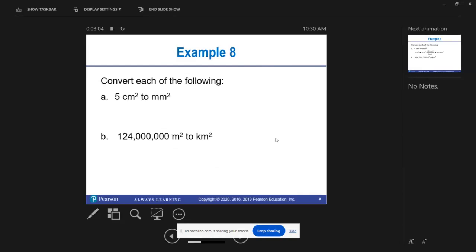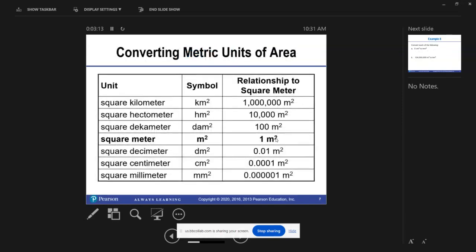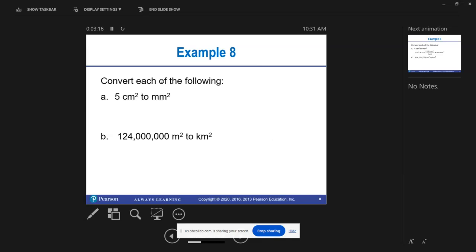And then on this next problem, we're going to look at converting different metric units. Okay, so on part A, we want to convert 5 square centimeters to square millimeters. Okay, you can use the chart to see which way to move your decimal that we talked about back in 13.1. Okay, you can also set up a multiplication problem.